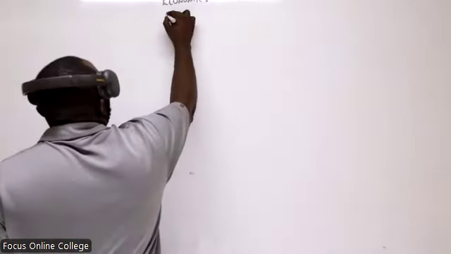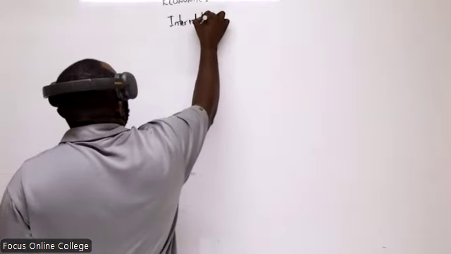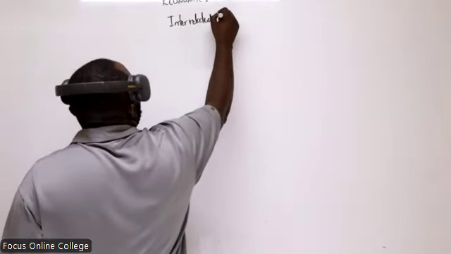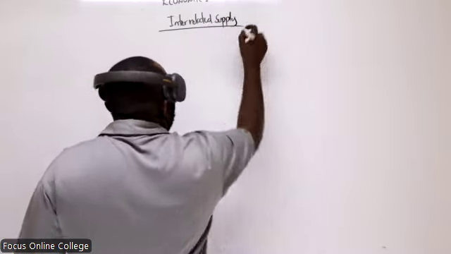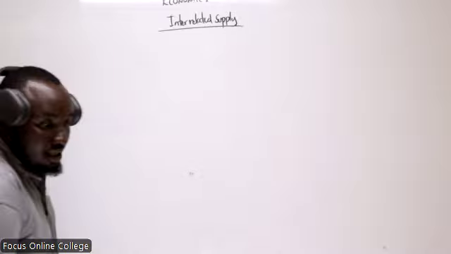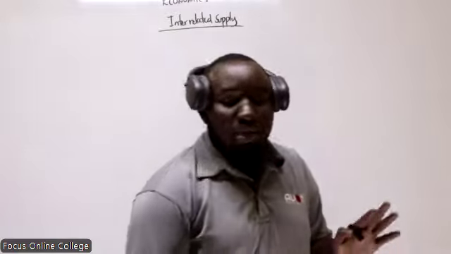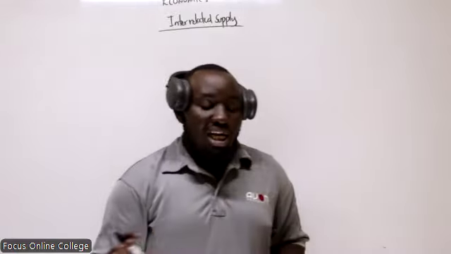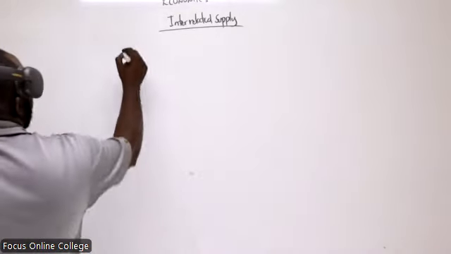We call it the interrelated supply. On the interrelated supply, we have a number of types: a joint supply, a composite supply, and a competitive supply. So we start with the first one.